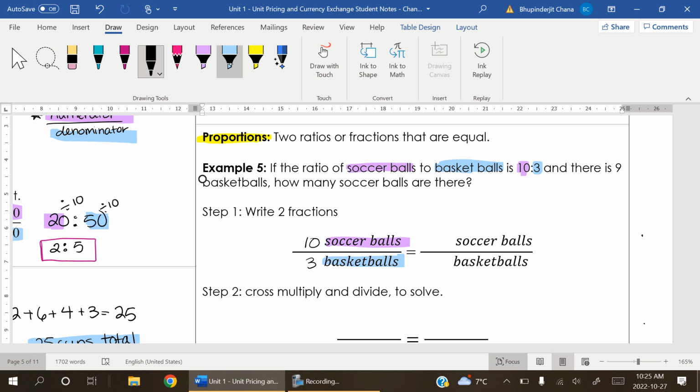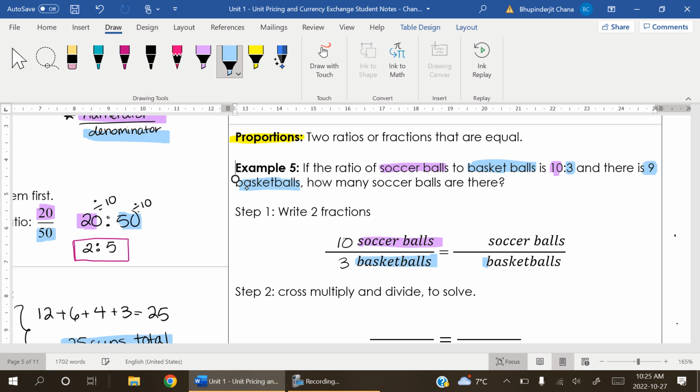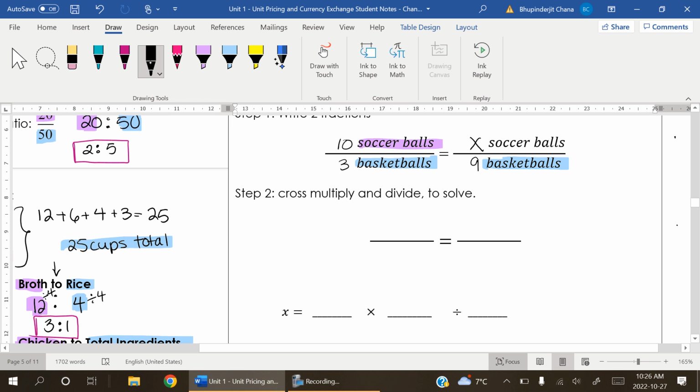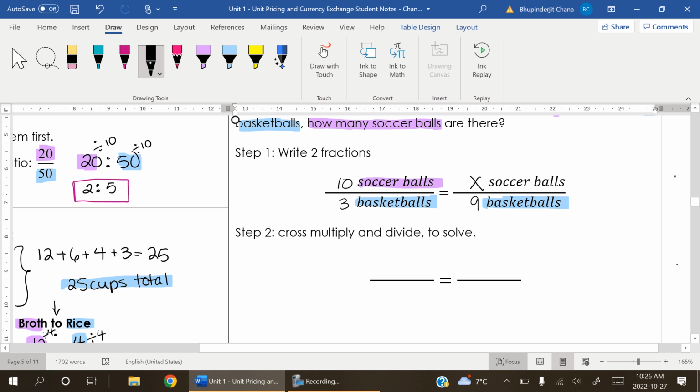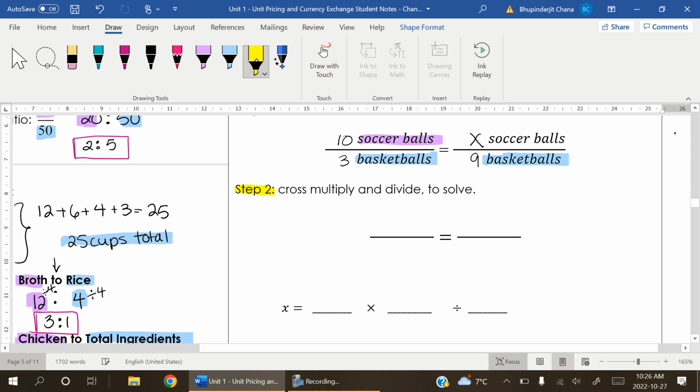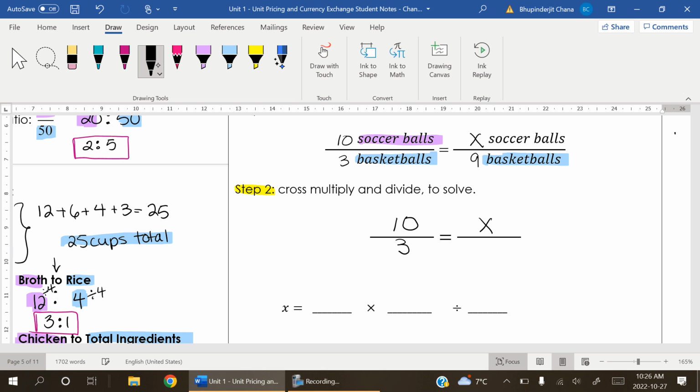Okay, and then we said if there are 9 basketballs, how many soccer balls are there? And whenever we're asked to find something, I'm going to represent that number by x because we don't know what it is. Now let's clean this up so that we don't need to write it with words. So step 1 was to write two fractions. The second step is to write your fractions so that we can do cross multiplication and division. So I'm going to say 10 over 3 is equal to x over 9.